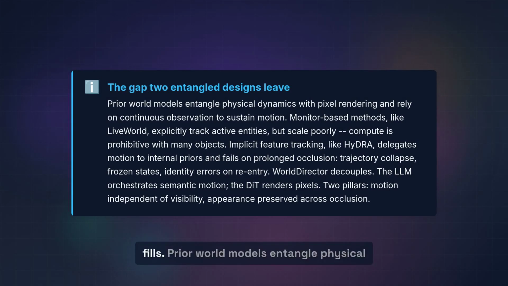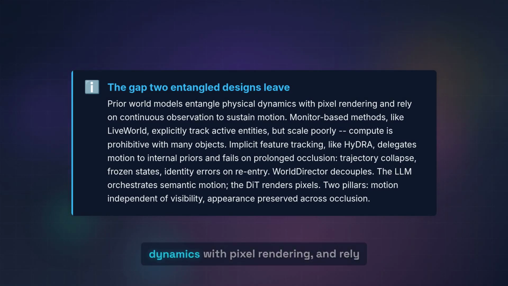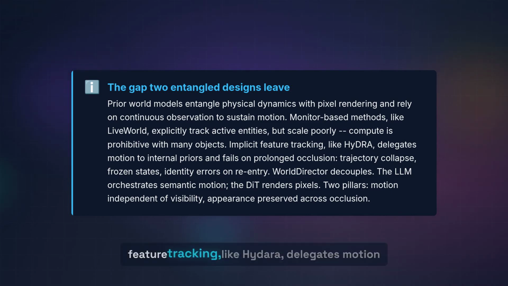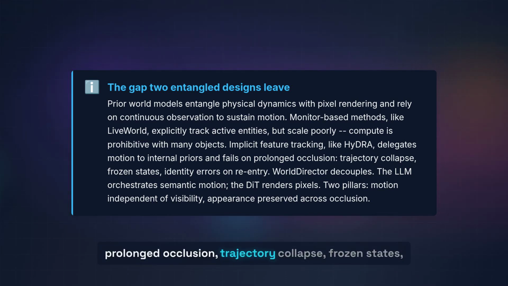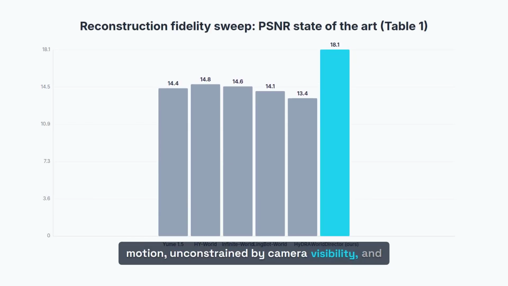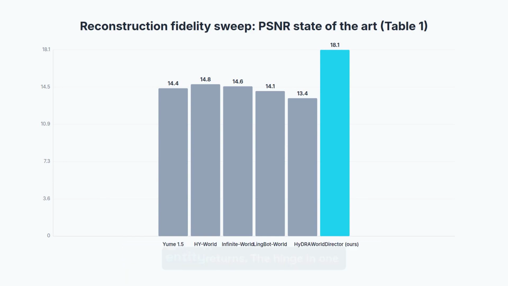The gap it fills. Prior world models entangle physical dynamics with pixel rendering and rely on continuous observation to sustain motion. Monitor-based methods, like LiveWorld, explicitly track active entities, but scale poorly, compute prohibitive with many objects. Implicit feature tracking, like Hydra, delegates motion to internal priors and fails on prolonged occlusion: trajectory collapse, frozen states, identity errors on reentry. WorldDirector decouples. Semantic motion orchestration by the LLM is separated from visual generation by the DiT. 2 pillars: independent motion, unconstrained by camera visibility, and strict appearance consistency when a hidden entity returns.